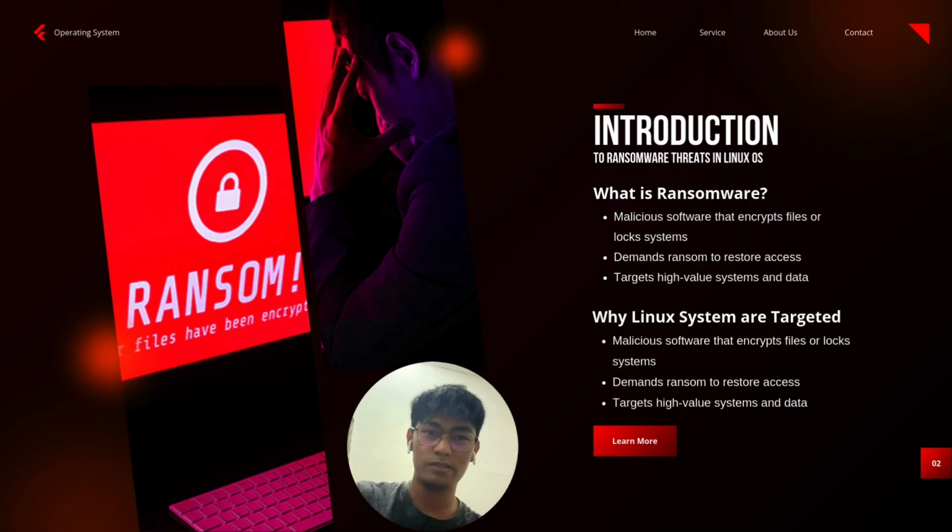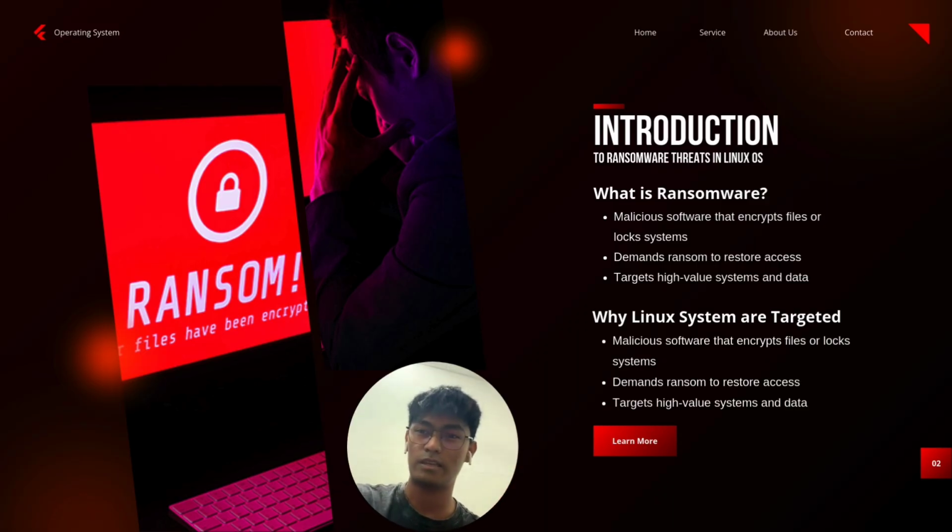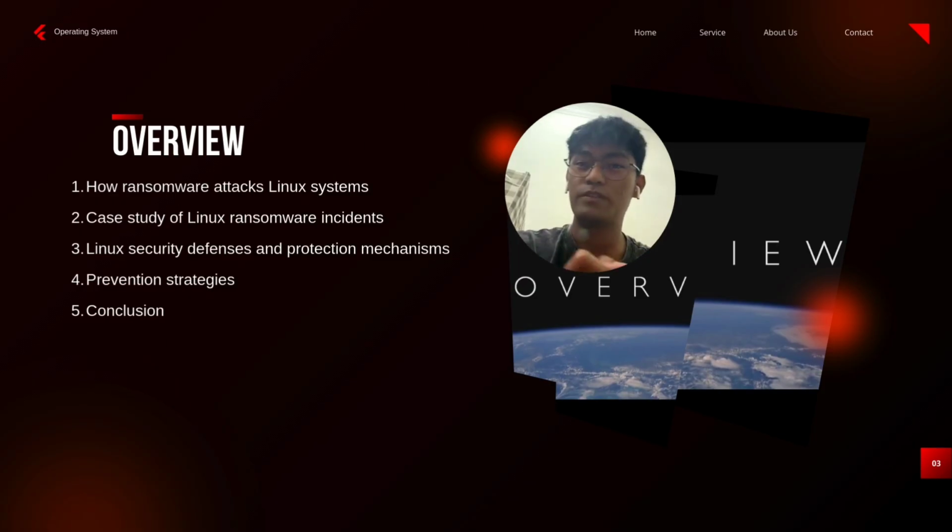It is because they are widely used in servers, cloud platforms, and enterprise environments that host critical services and sensitive data. These systems often run continuously and are exposed to the internet, increasing attack opportunities. If compromised, Linux servers can cause significant operational disruption, making them a highly valuable target for ransomware attackers to get their money. That is all from the introduction.